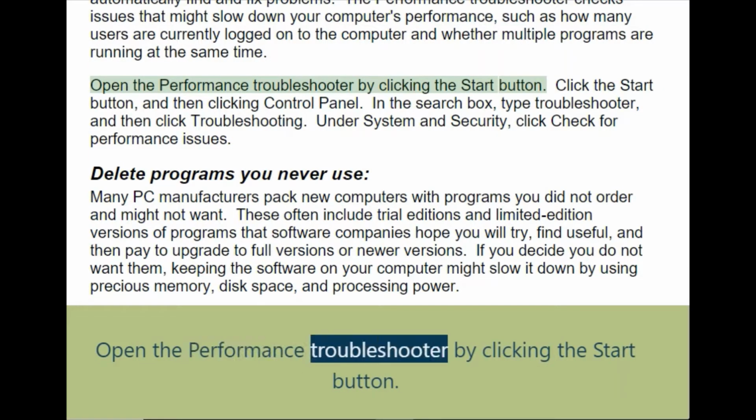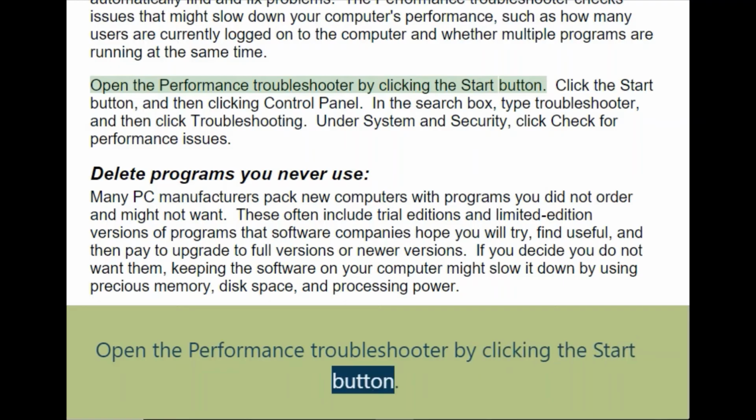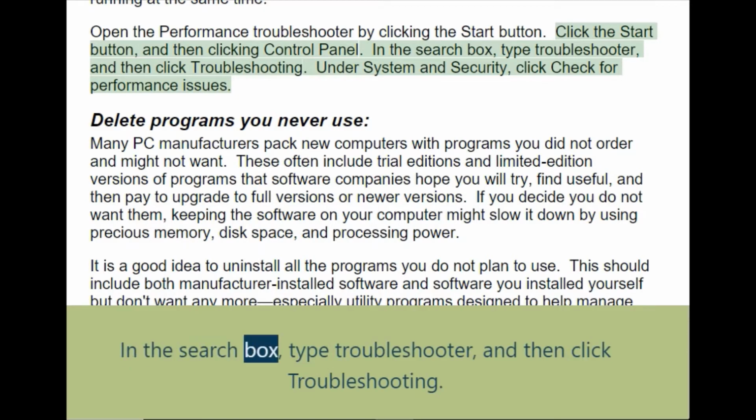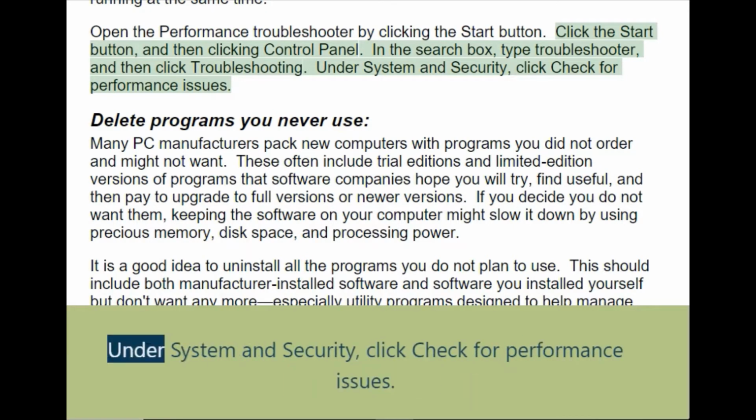Open the Performance Troubleshooter by clicking the Start button, and then clicking Control Panel. In the search box, type Troubleshooter, and then click Troubleshooting. Under System and Security, click Check for Performance Issues.